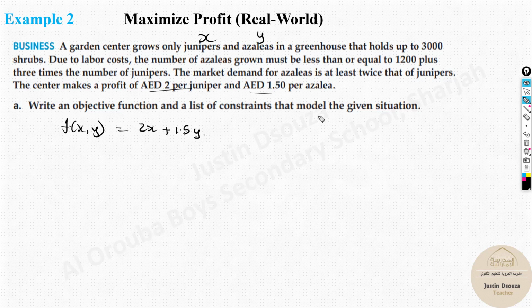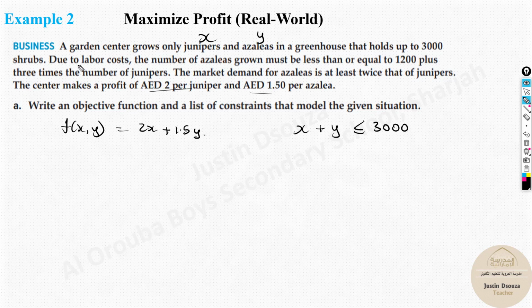That's it. Now, what are the constraints? This is the objective function. The constraints that model the situation, let's read the question again. The first one is over here: X and Y holds up to 3000 shrubs. So X plus Y, the maximum is 3000. Holds up to, that means it can't go more than 3000. It must be less than or equal to 3000.